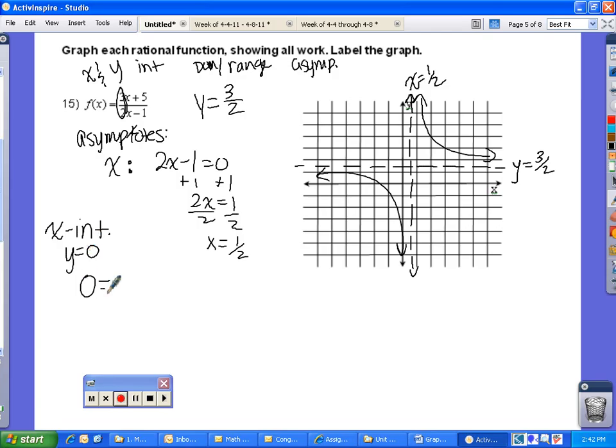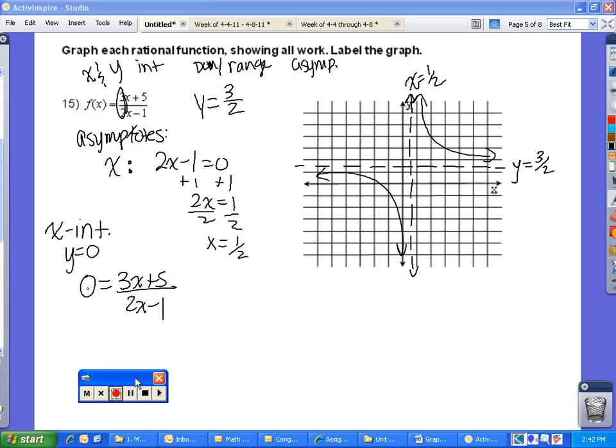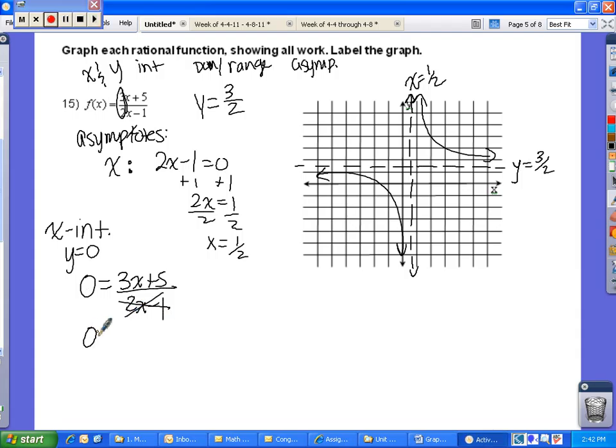So therefore you're going to say 0 equals 3x plus 5 over 2x minus 1. Well, 2x minus 1 times 0 is just 0, so I can just cross that out basically, and it's going to be 0 equals 3x plus 5. Subtract 5 from both sides. Negative 5 equals 3x, divide by 3, and x equals negative 5/3.